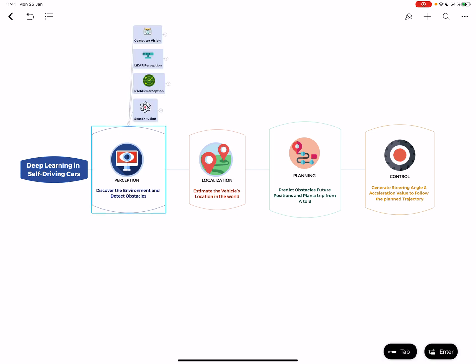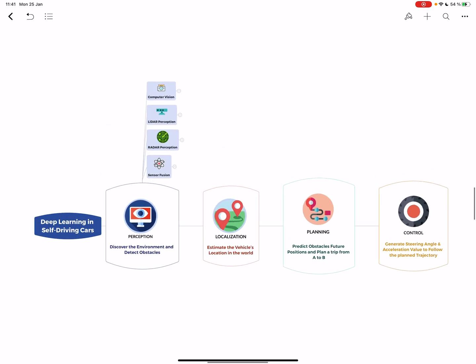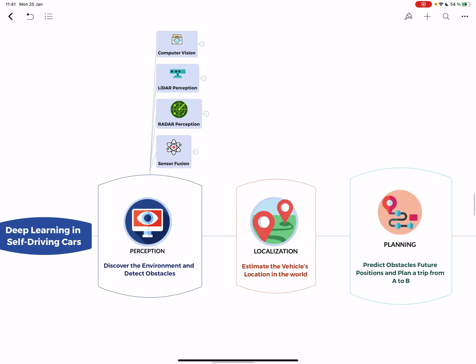So let's start with perception. And we have these three sensors: the cameras, the LiDARs, and the radars. And then we have a sensor fusion module. And we'll try to see, for each of these, where is deep learning involved? And is there deep learning somewhere?